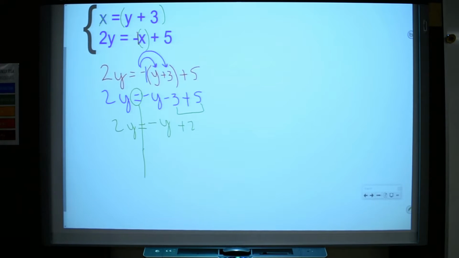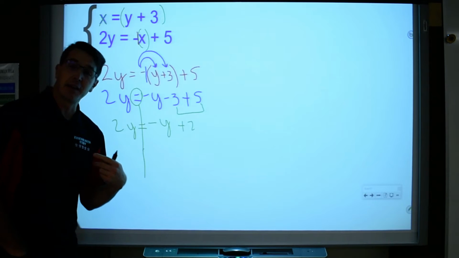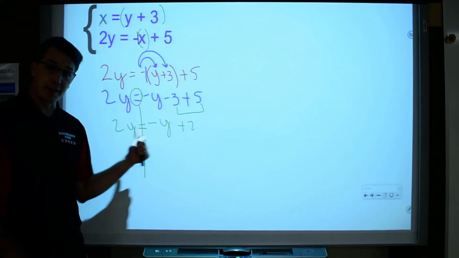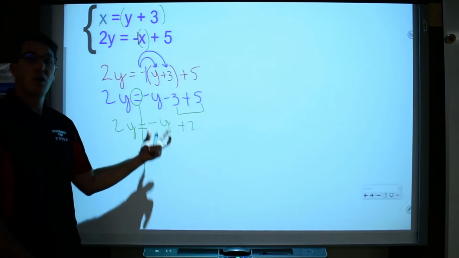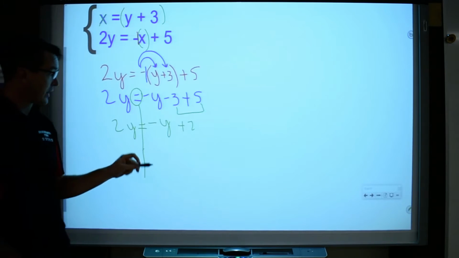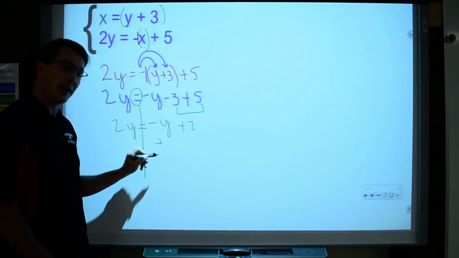Now the next step I have to do is try to get the variable to one side. It's not the coefficient, excuse me, the variable to one side. And so that's when we decide, well, which variable do you want to move? Do I want to move the 2y or the negative y? I think I'm going to move the negative y because I like to keep things positive and upbeat.